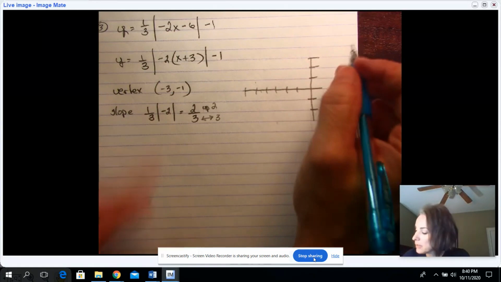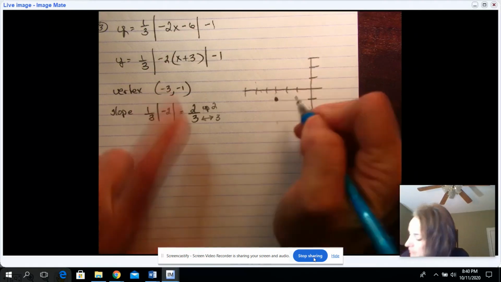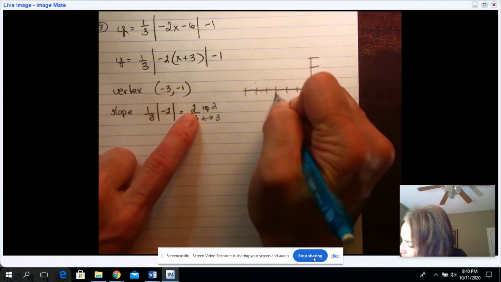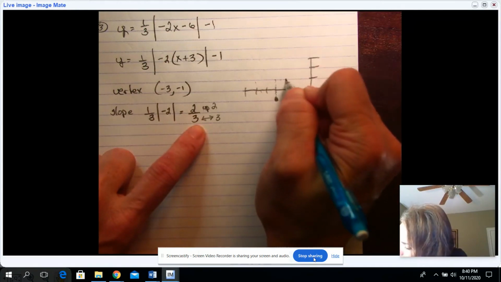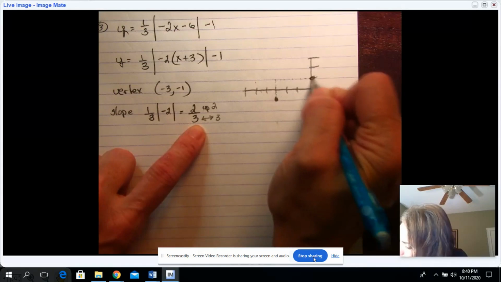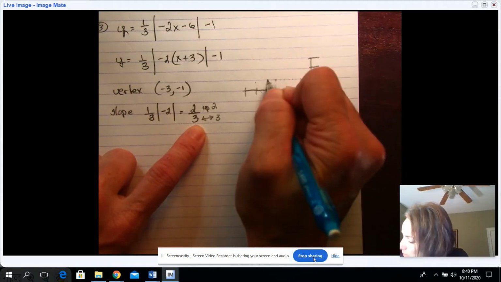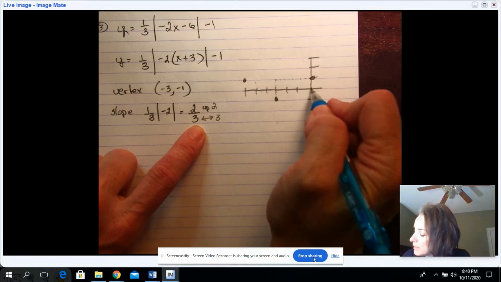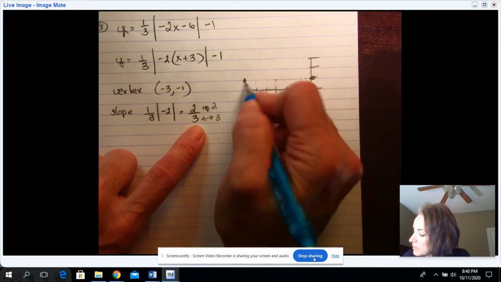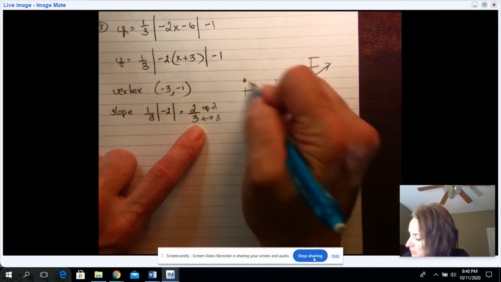All right, so we're going to go to our vertex, -3, -1 right here. Now this tells me to go up 2, and then I have to go to the left 3: 1, 2, 3, right here, and then to the right 3, and then to the left 3: 1, 2, 3. So you have a dot at 0, 1, and -6, 1. And then you can just draw your straight lines.